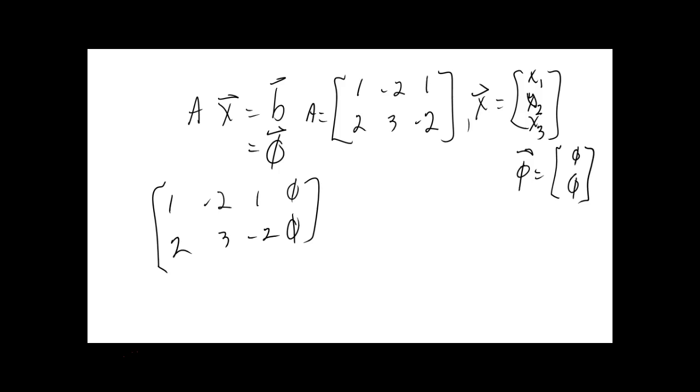So let's proceed. What would be your first step? Alright, so we got a 1 in the top left. Yeah, that's what we want. So we want a 0 below. How do you make that happen? Negative 2 row 1 plus row 2. That's the new row 2. Okay? So you're leaving the top row alone, 1, negative 2, 1, 0. The new bottom equation becomes 0, 1.